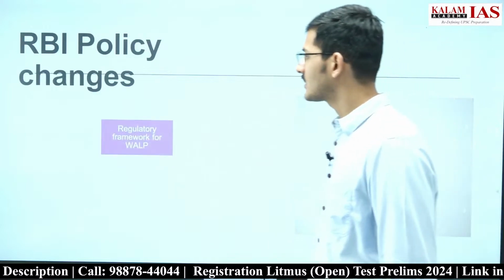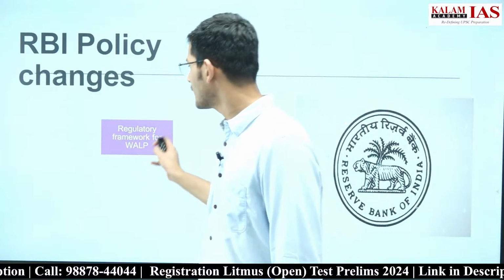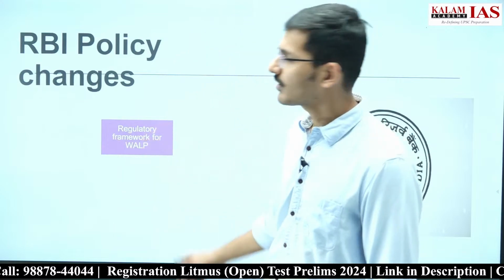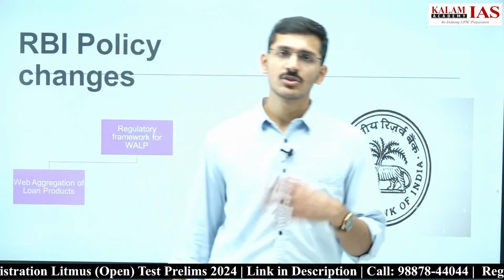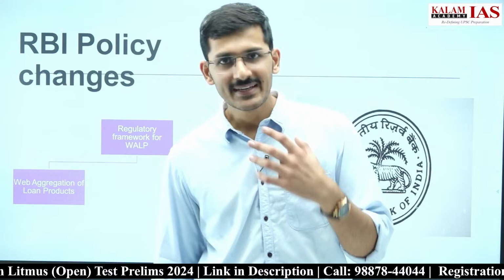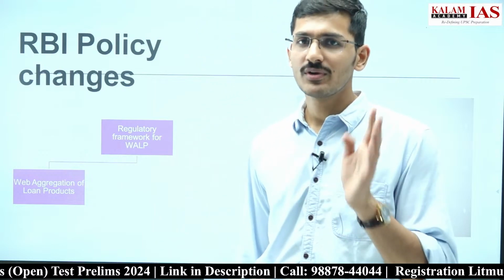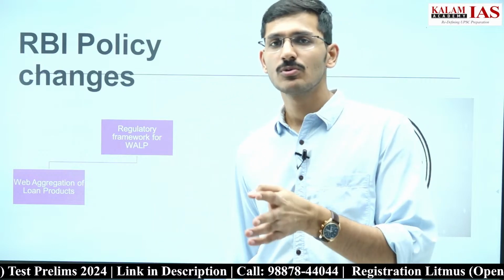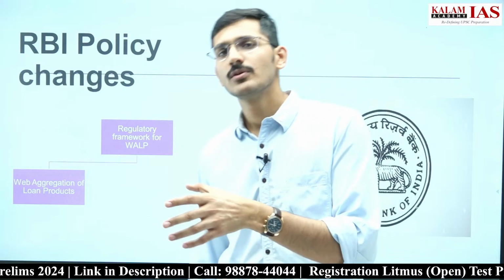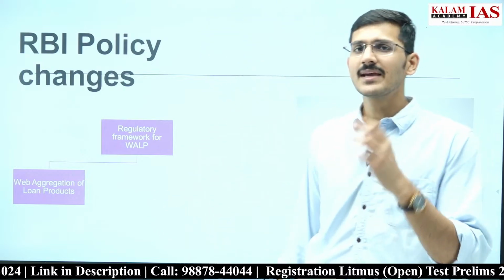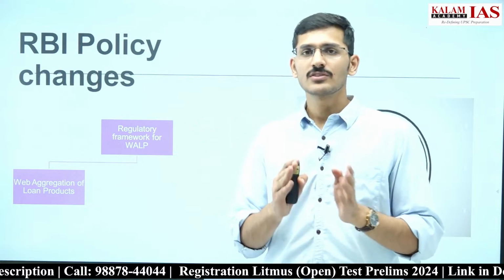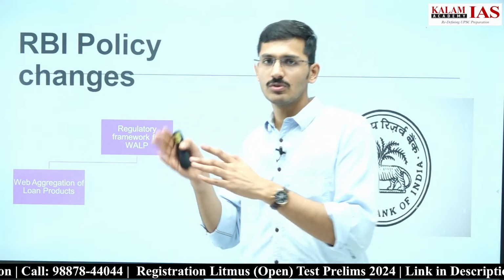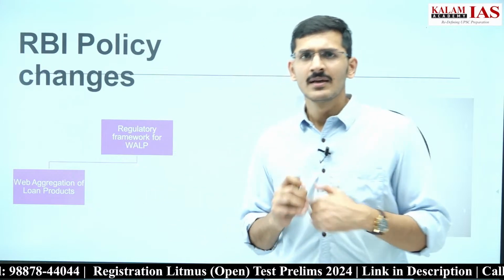Then there are certain other changes also made by RBI. One is the regulatory framework for WALP. What is WALP? WALP is basically web aggregation of loan products. Now currently, if I need a loan, I go to different banks. I will go to ICICI Bank, I will go to IDBI, or I will go to SBI Bank, and if I have to purchase a vehicle, I will ask for the vehicle loan rates at all these banks, and I will compare them.